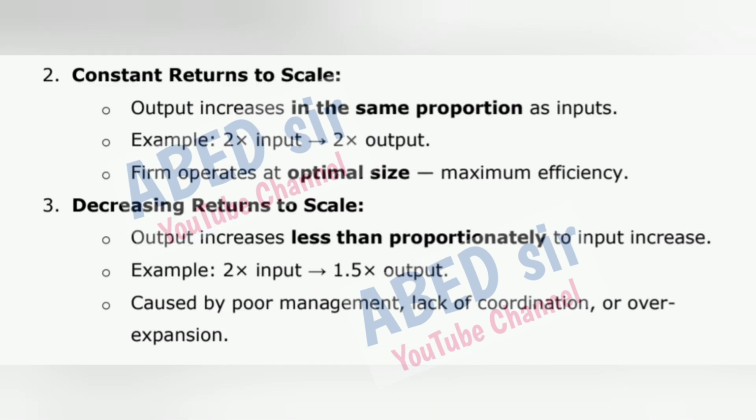2. Constant returns to scale. Output increases in the same proportion as inputs. Example, 2 times input, 2 times output. Firm operates at optimal size, maximum efficiency. 3. Decreasing returns to scale. Output increases less than proportionately to input increase. Example, 2 times input, 1.5 times output. Caused by poor management, lack of coordination, or overexpansion.